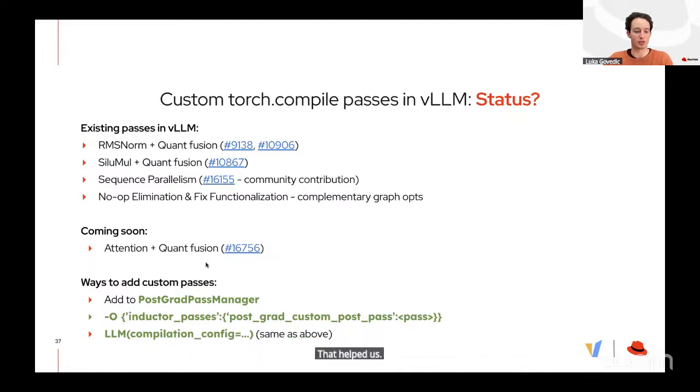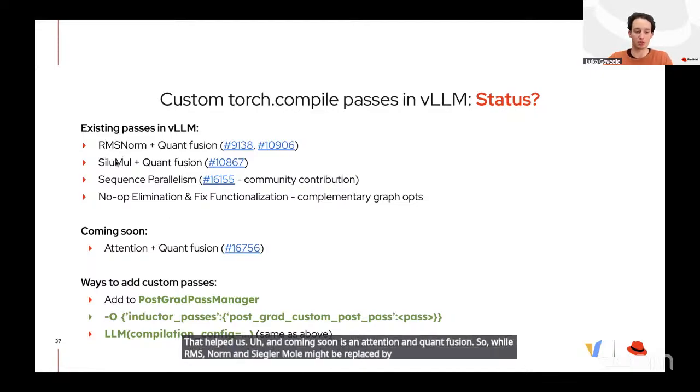And coming soon is an attention and quant fusion. While RMS norm and CLUML might be replaced by torch-based implementation, so these fusions won't be as useful anymore, attention is likely to stay a custom operation because it is so important for performance. So we're really excited about this attention and quant fusion pass.